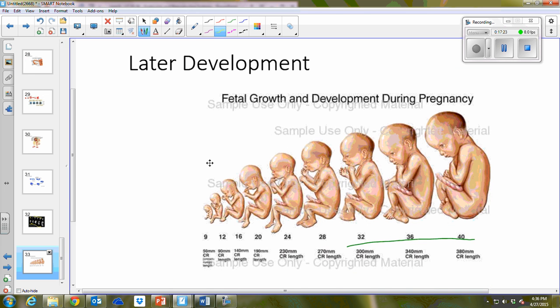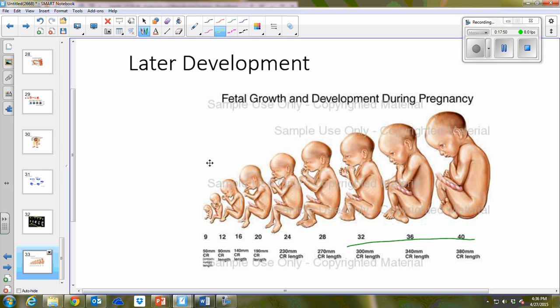This is a pretty good picture here too, and this is the number of weeks at the bottom. What's going on is the baby is becoming bigger and more able to survive in the outside world until about 40 weeks, when the baby is what we call full term, or able to survive outside the womb. Best case, that's usually when the baby is delivered.